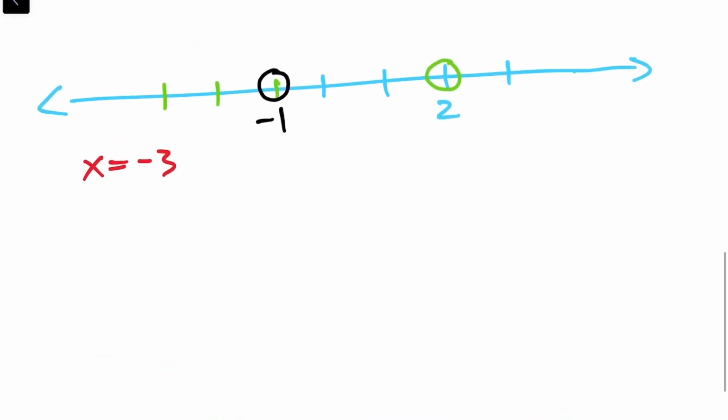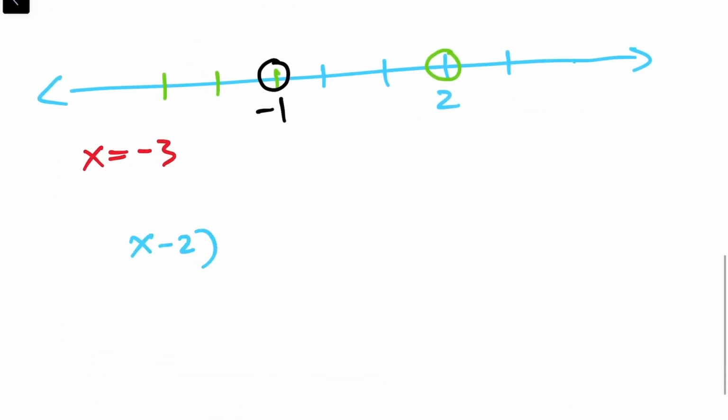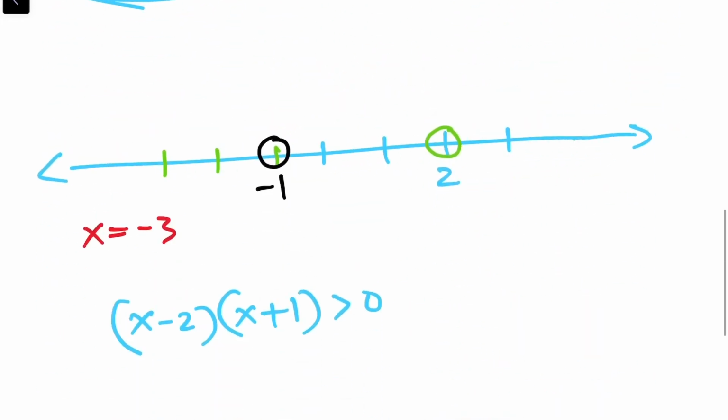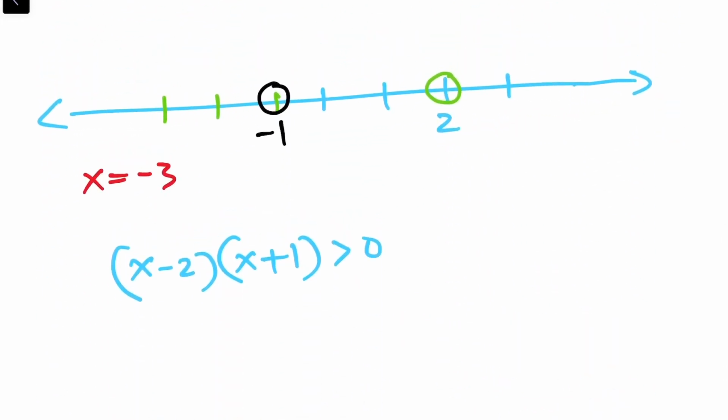Okay, so x minus 2 and x plus 1 greater than 0. So I'm using the second line to check. So when x is equal to negative 3, right? So negative 3, x minus 2 will be negative 3 minus 2, right? So this sign will be negative.